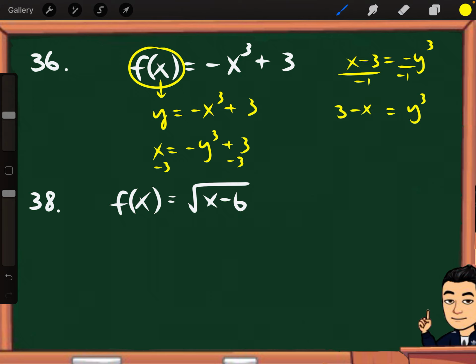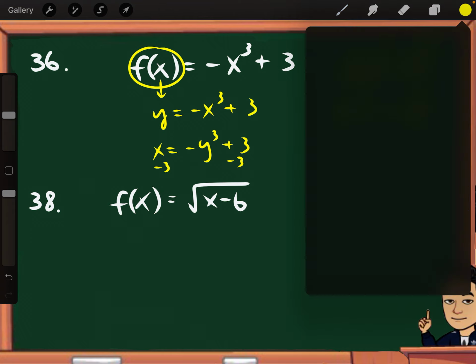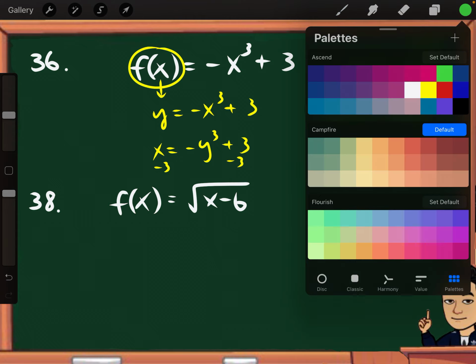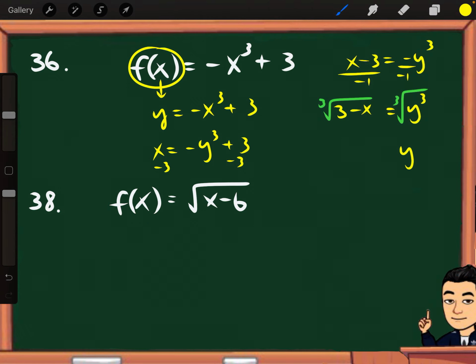Okay, so now you can just cube root both sides. So let me give you a different color. So cube root both sides. So my y is now isolated, equal to the cube root of 3 minus x. Understand this y is the inverse function.